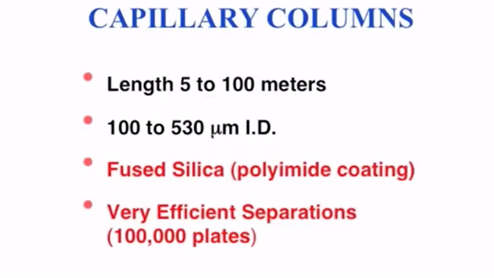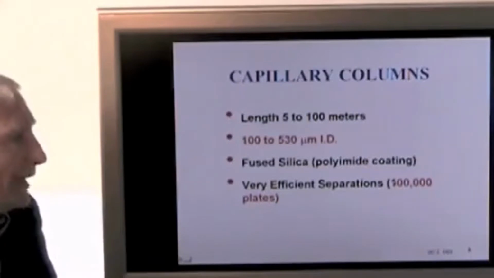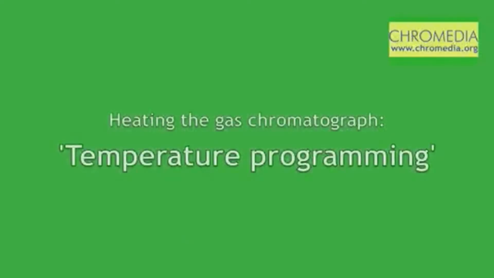The fused silica is coated with a high temperature polymer, a polyimide, which makes it temperature stable up to close to 400 degrees centigrade. And the big advantage of capillary columns are very efficient separations over 100,000 theoretical plates, meaning very high resolution and or fast analysis.